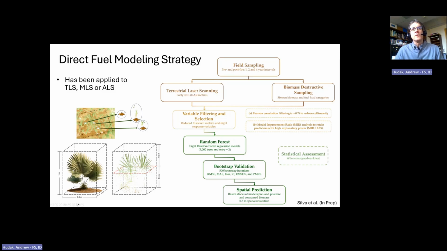And notice how the TLS does a much better job of capturing this erectophile, this aloft portion of the fuels above ground, than it does below. And this is the problem of occlusion. All LiDAR suffers from this: airborne, MLS, TLS. So that's something that will impact our modeling, as you'll see.